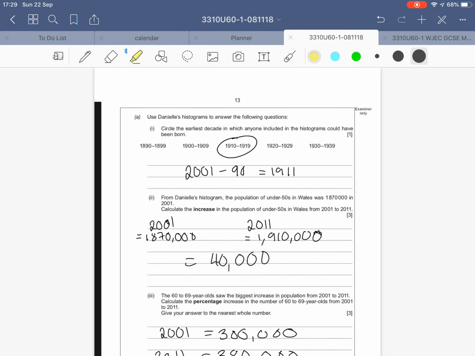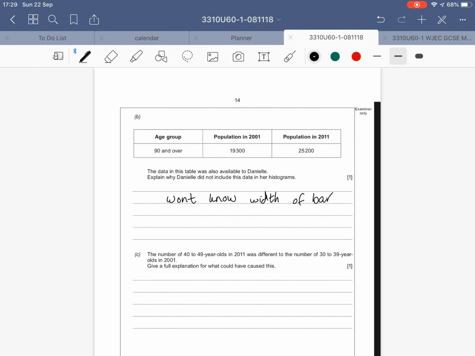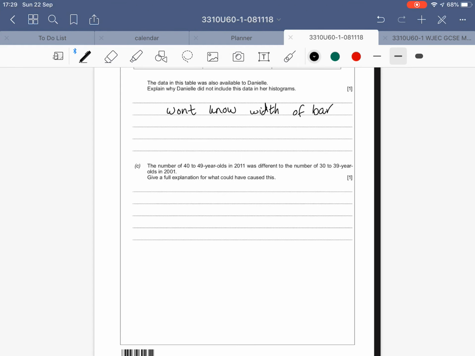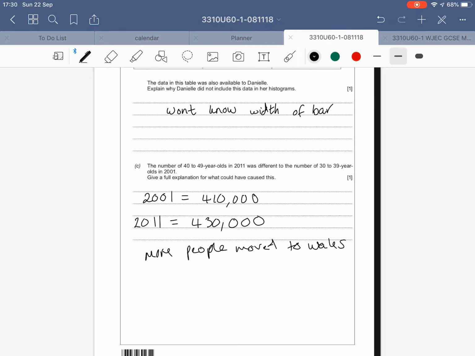Well, you just want a reason why a population would gain people of that age. More people have obviously moved. So in 2001, it was 410, wasn't it? And then in 2011, it was 430. Same people, just 10 years later. Obviously, more people. They've moved to Wales.